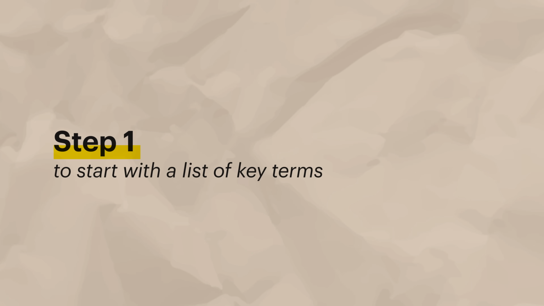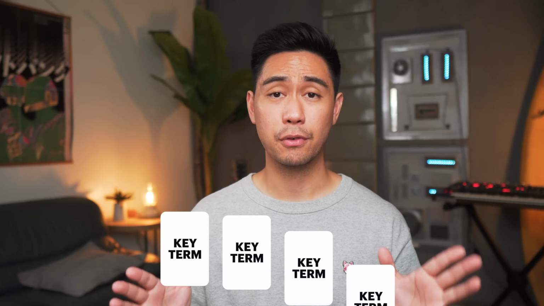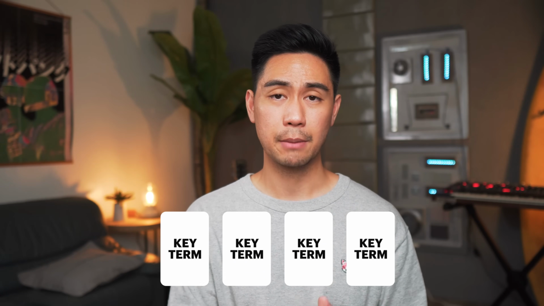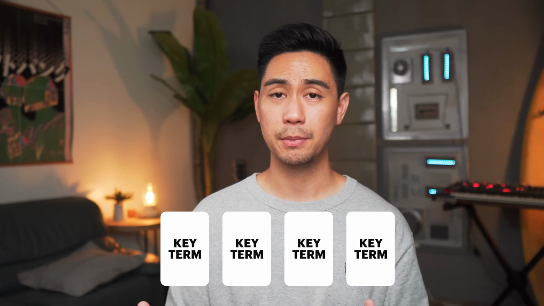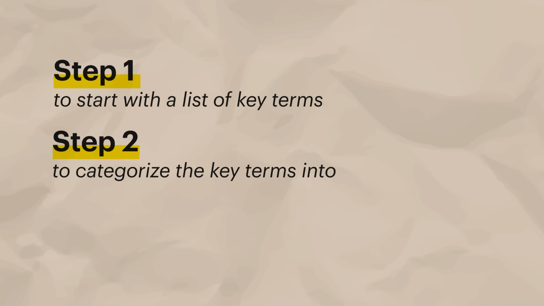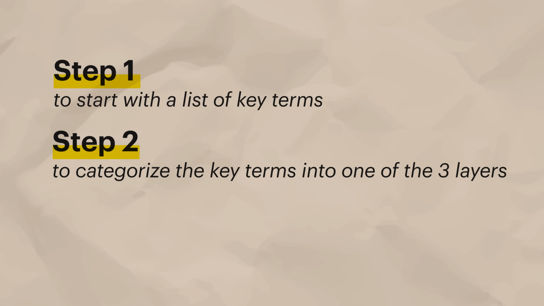So here's a step-by-step of learning in layers. Step one is to start with a list of key terms. You want to have all the pieces laid out in front of you, and you can find this in the learning objectives of the chapters or from the syllabus itself. Step two is to categorize the key terms into one of the 3 layers. Is it a concept? Is it an important detail? Or is it a less important detail?